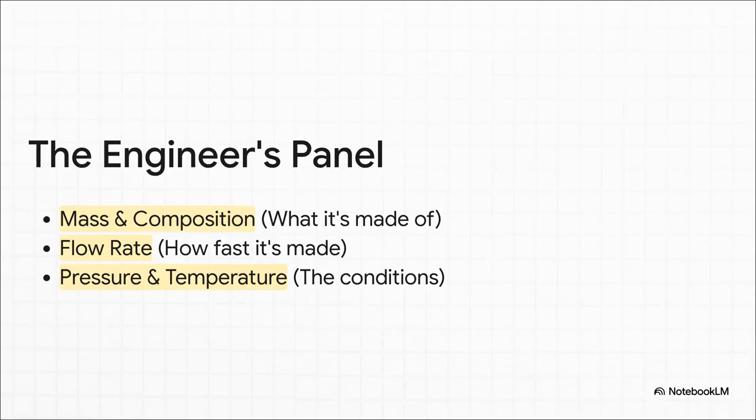And really, there you have it. This is the engineer's control panel. By precisely dialing in the what, that's the mass and composition, the how fast, that's the flow rate, and the under what conditions, pressure and temperature, engineers can design and control pretty much any manufacturing process you can imagine.